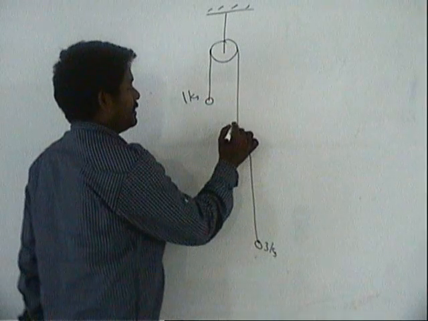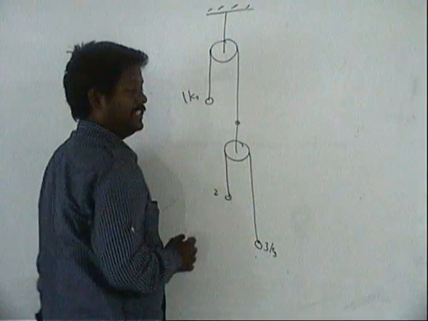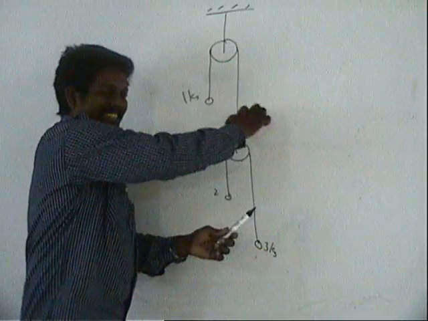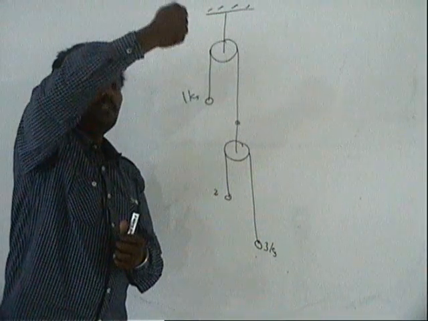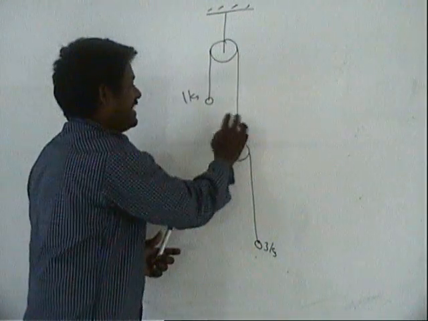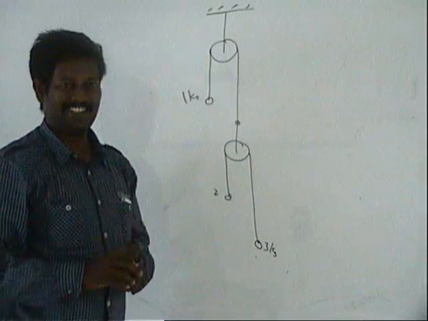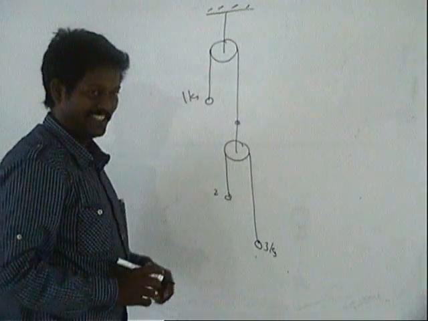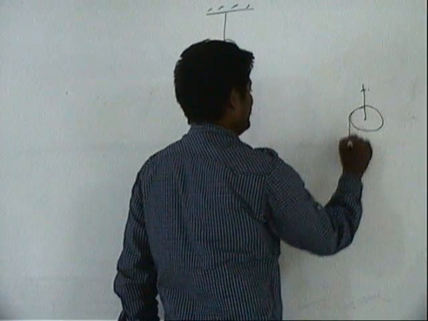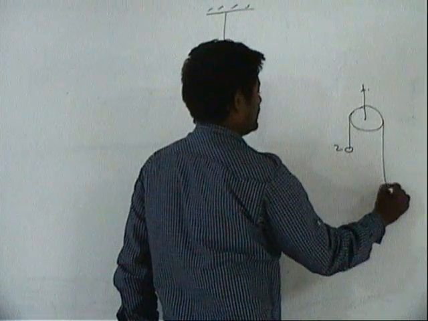Here one technique is, I will take a point of string here and just cut it and hold it. How much tension you feel, that much mass is connected directly there, replacing the whole quantity. So that I want to check. So I will take it like this, and hold it here. This is 2, this is 3.